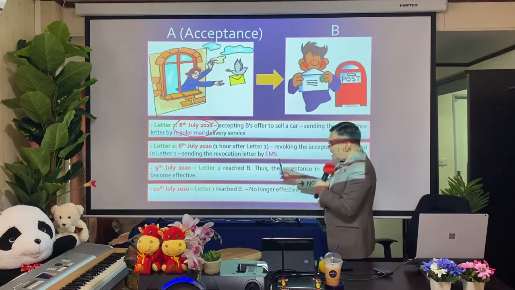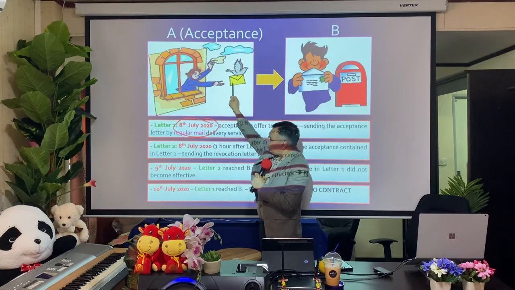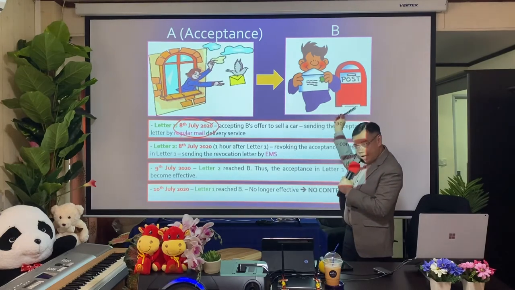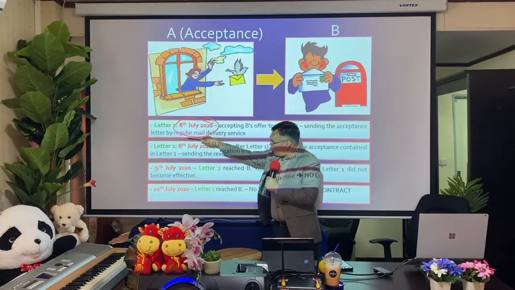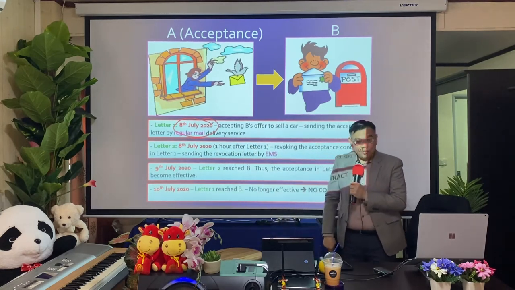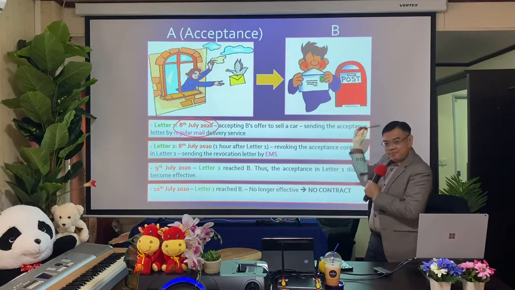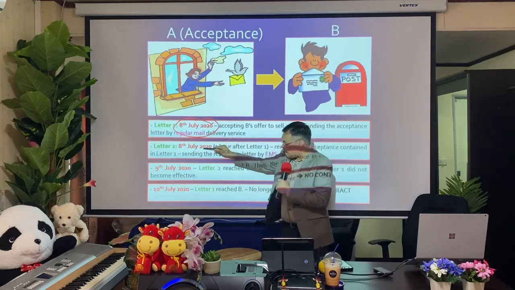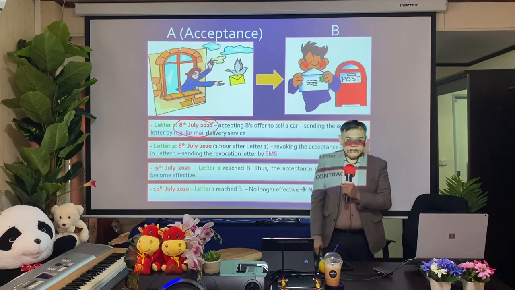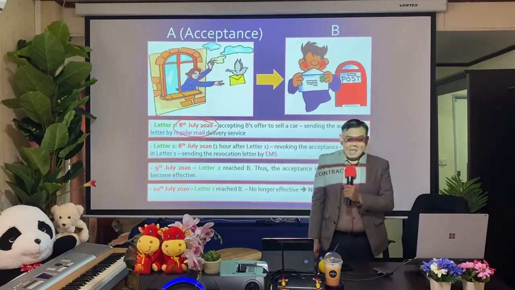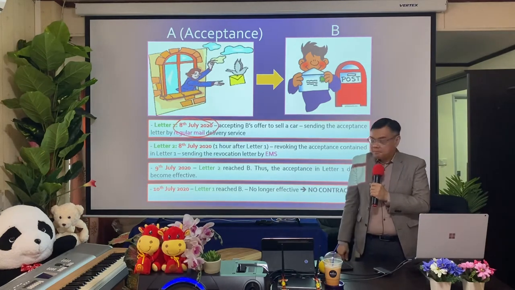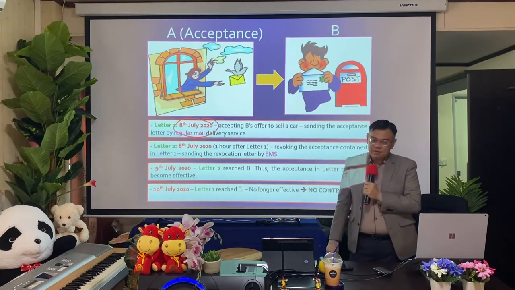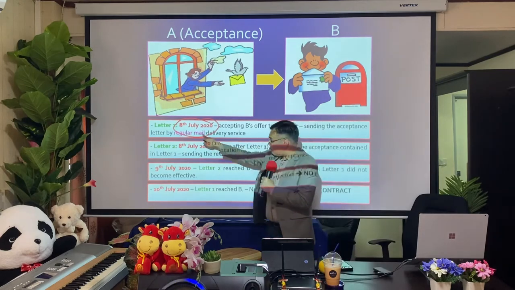Again, on the 8th of July, okay, A just posted this letter through the regular mail delivery service, which would reach B just in a few days' time. The letter on the 8th of July was an acceptance. Just on the same day, just 1 hour later, A changed his mind. He wanted to revoke the acceptance which had been sent. So in this case, he used EMS service, which would be faster than the regular mail delivery service.